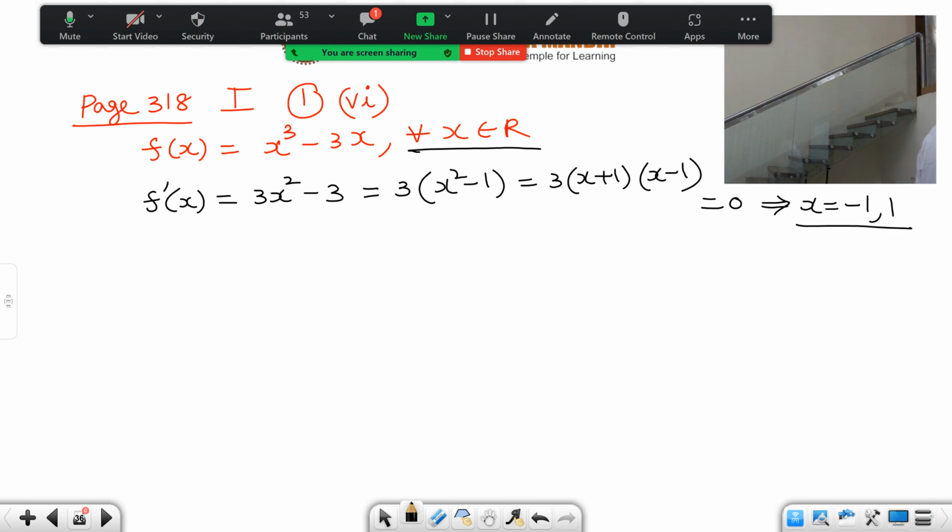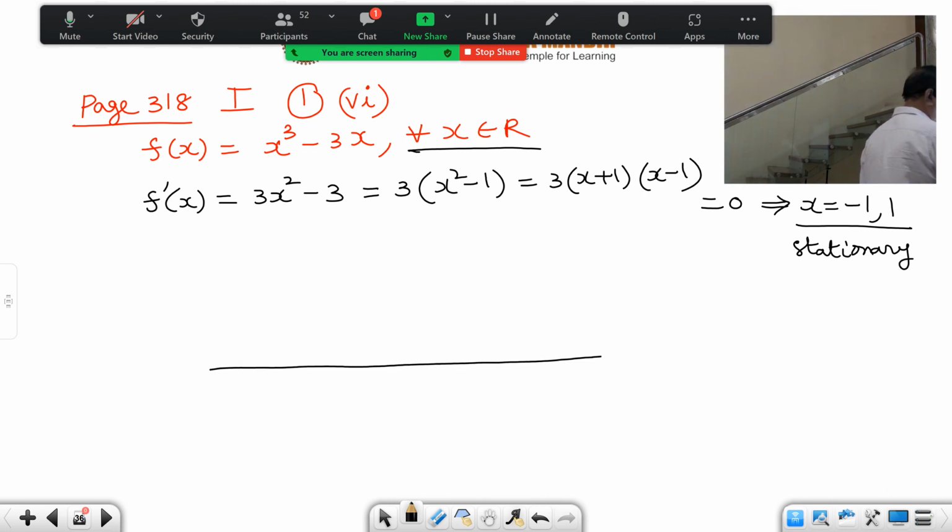So at these values the function is stationary, because the derivative is 0 means we say that the function is stationary there. To find whether these two stationary points are local extrema or not, we can use the first derivative test. Let us use the first derivative test only.